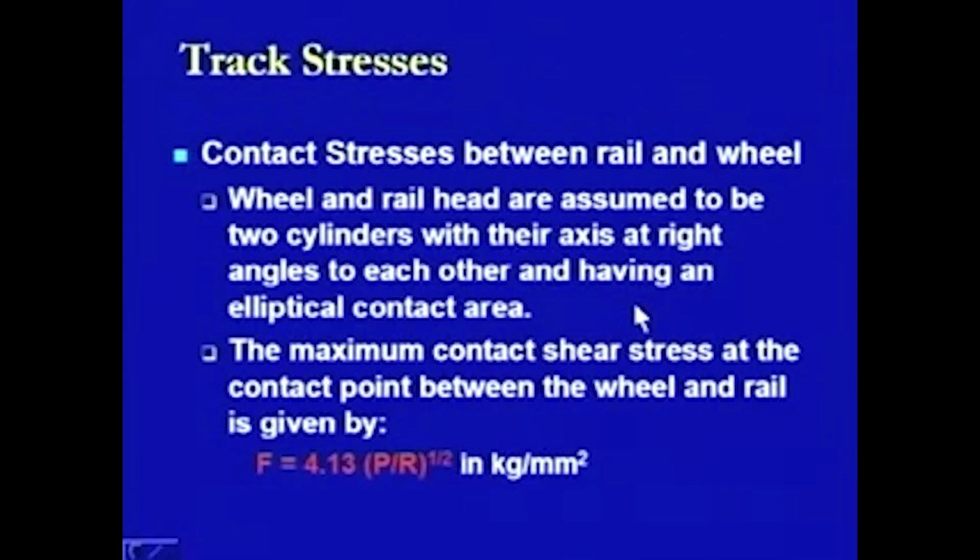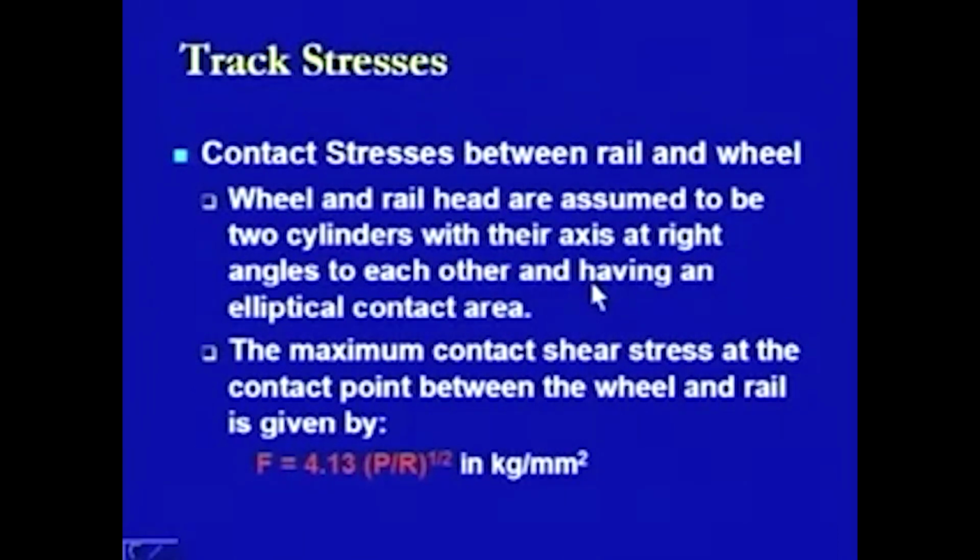Another condition which creates stresses is the contact between the wheel and the rail. Both are steel sections, and because of this contact, some amount of stress is going to happen. When computing these stresses, certain assumptions are made. The assumption is that the wheel and the rail head are two cylinders with their axes at right angles to each other and having an elliptical contact area. So, through this elliptical contact area, the total force or stresses are transferred from the wheel to the rail section.